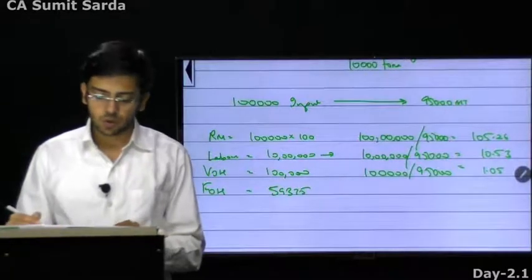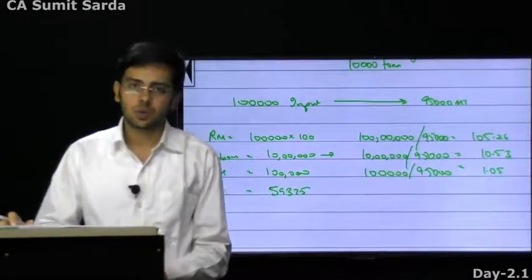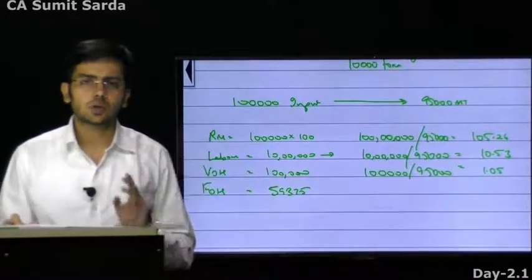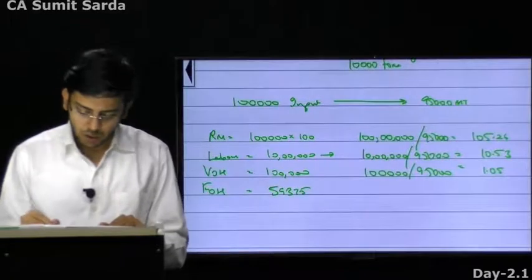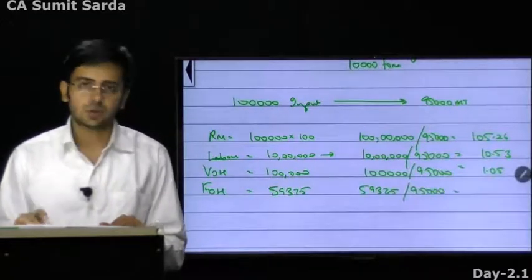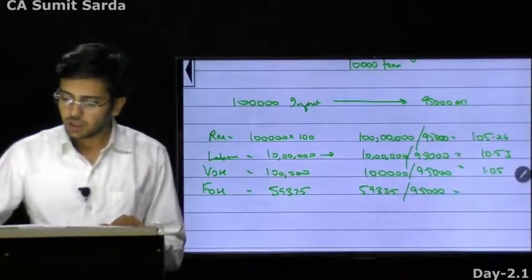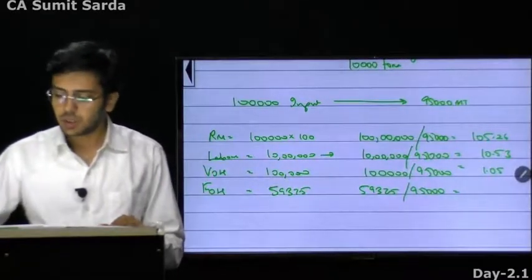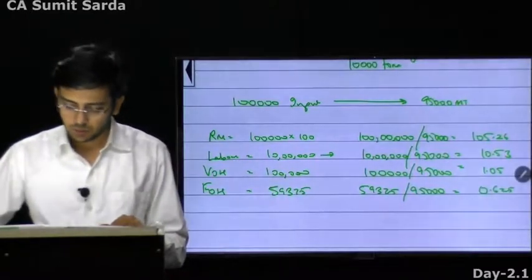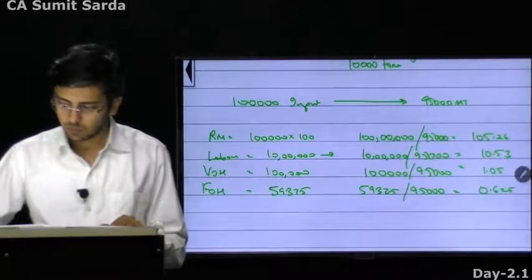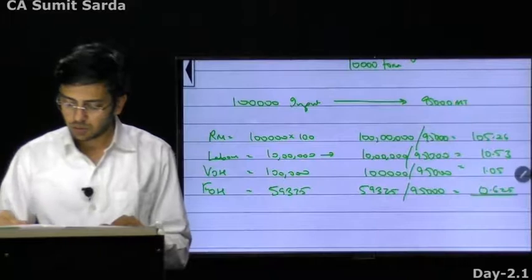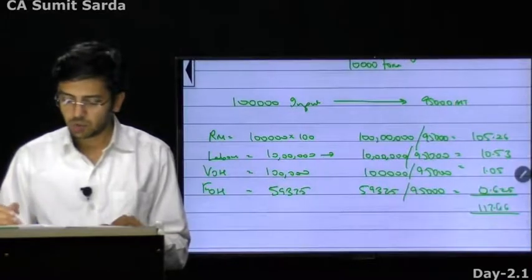The last part is factory overhead. Now in the question, normal capacity is not given to you. We don't know what exactly is the normal capacity. Now if we assume that 95,000 is the normal capacity as well, then 59,375 should also be divided by 95,000, giving 0.625. So if we add all of them, what we get is 117.46.